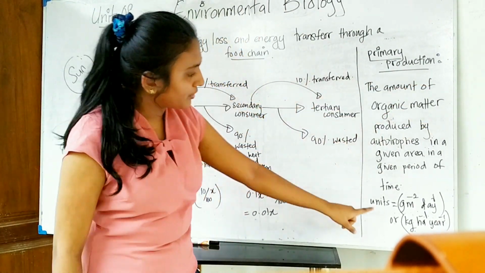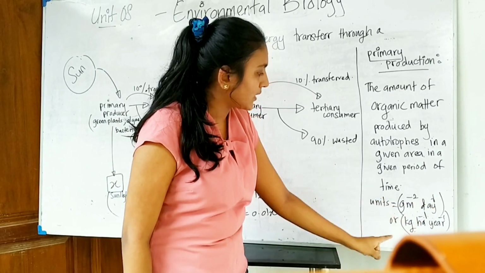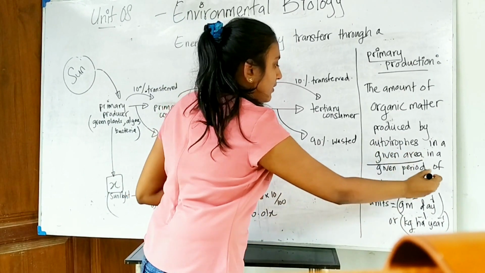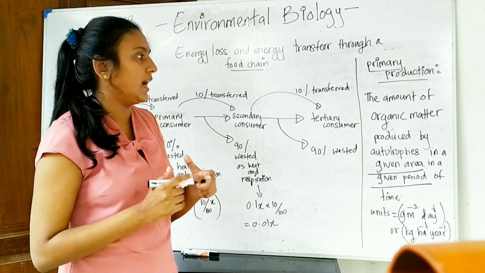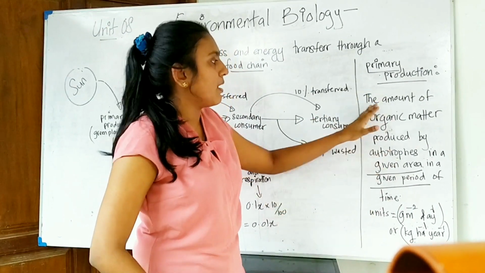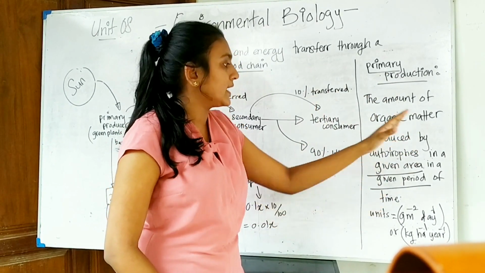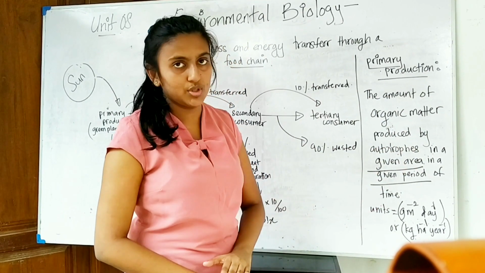In terms of units, we can take grams per square meter per day or kilograms per hectare per year. Definitely, in a given area, in a given period of time, specifies the area and the time period that we are considering. So primary production has a standard definition: the amount of organic matter produced by autotrophs, the primary producers, in a given area, in a given period of time. So these are the units used.